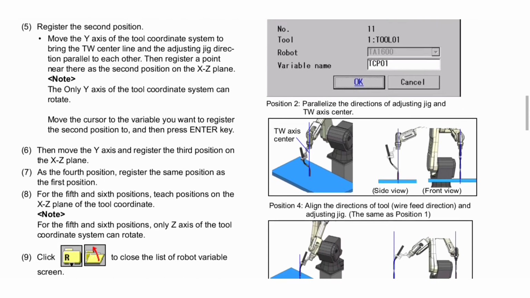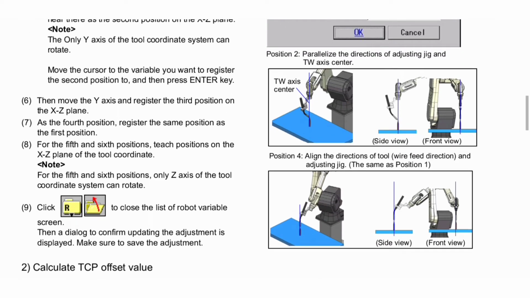Note, only the Y axis of the tool coordinate system can rotate. Move the cursor to the variable you want to register the second position to and then press the enter key. Then move the Y axis and register the third position on the XZ plane. As the fourth position, register the same position as the first position. For the fifth and sixth positions, teach positions on the XZ plane of the tool coordinate. Note, for the fifth and sixth positions, only the Z axis of the tool coordinate system can rotate.